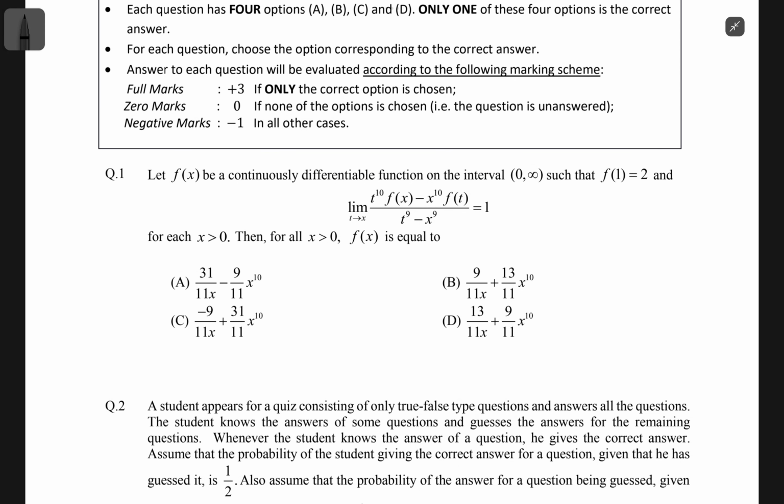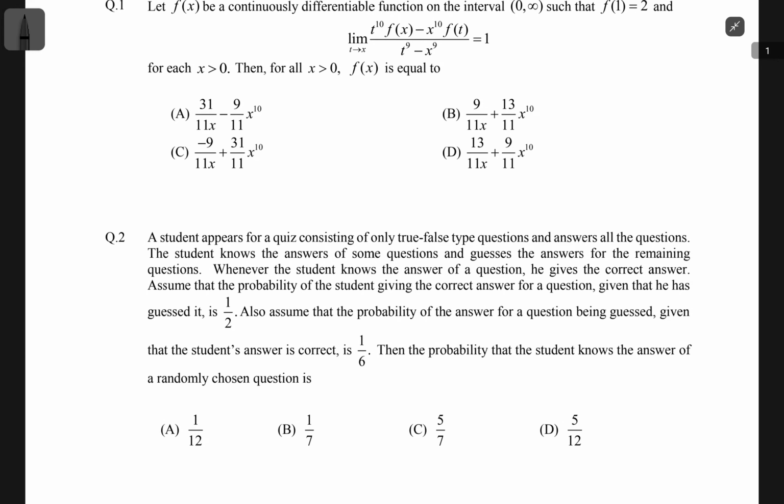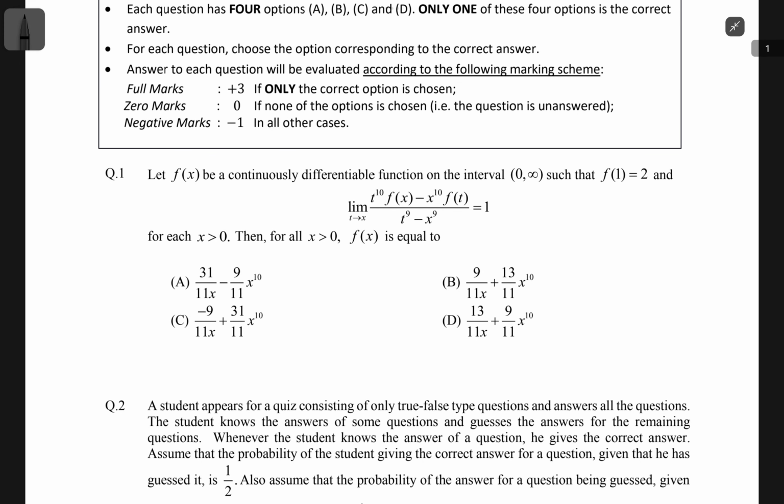So the first question is about a limit given to us, and we have this condition. So yeah, it's a differential equation question. All the questions are pretty straightforward in this question paper. Even the probability one is pretty straightforward. So let's start now. The key to solving this question is just to keep in mind that x is constant with respect to t.